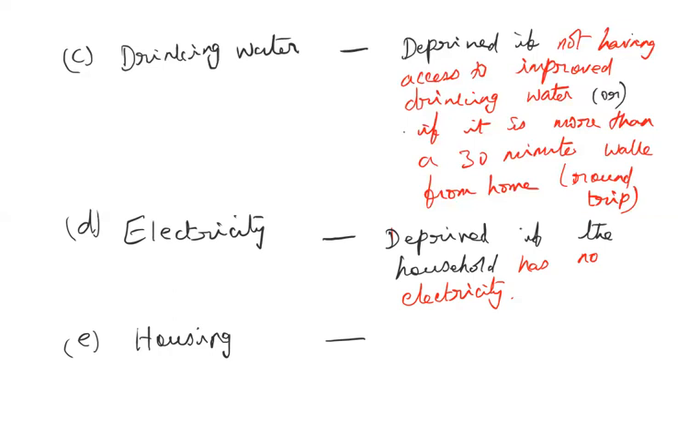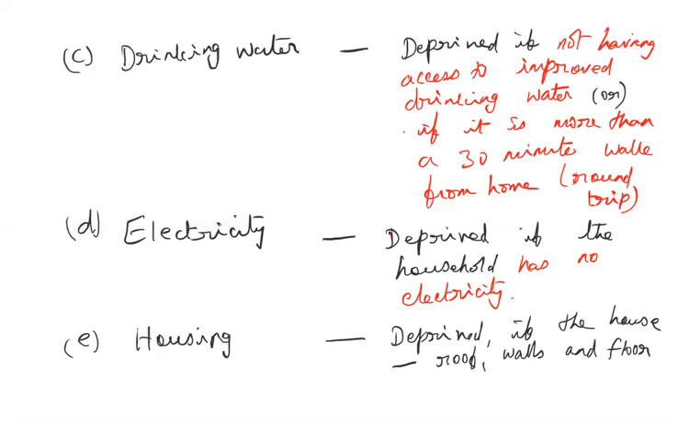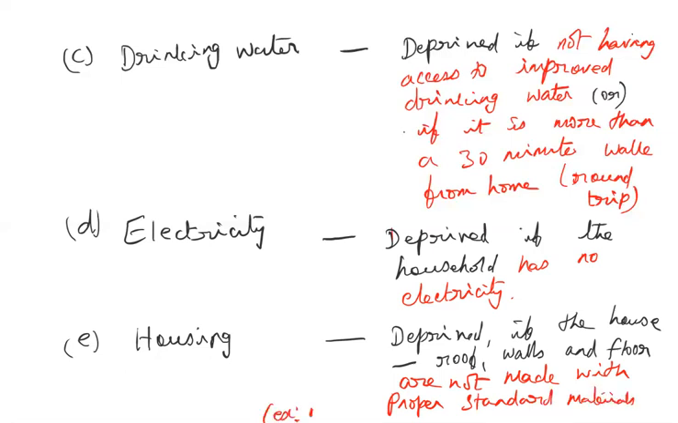So put it in words. A household is considered deprived if the house, that means roof, walls, and floor, are not made with proper standard materials. For example, it's made with mud. So if they are having that kind of housing facility, then they are deprived of the accessibility to proper housing facility. Okay. So these are some of the indices under the standard of living.